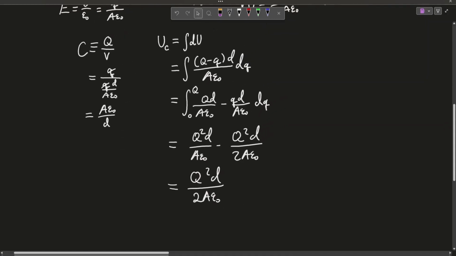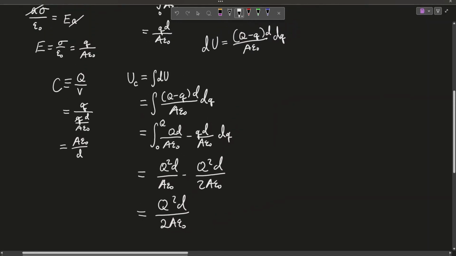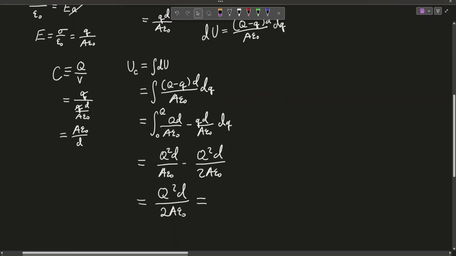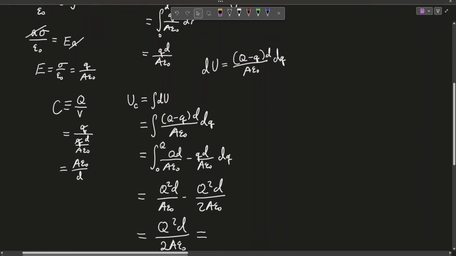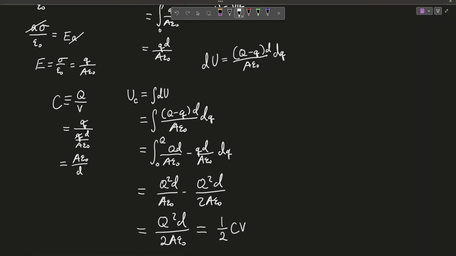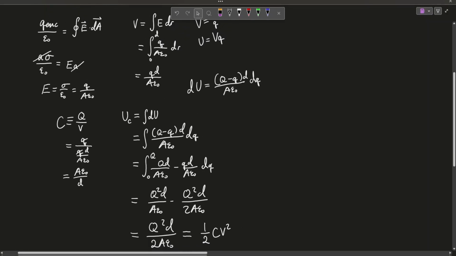So that is your energy stored in the capacitor, which can also be expressed as, let's see, what is this? If we take out the voltage Qd over A epsilon naught, let's take it out twice. We'll find that this is actually equal to 1/2 CV squared. And you can find a couple of other forms for this that might be useful. But the point is, this is how you actually derive the potential energy stored in that capacitor.